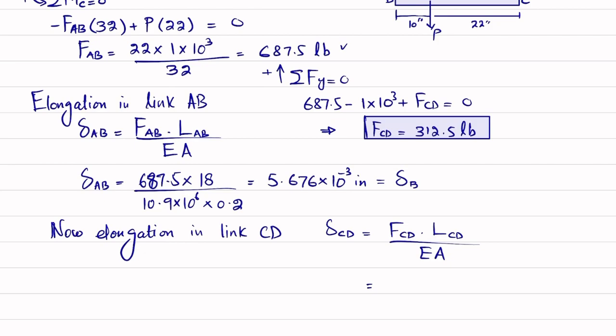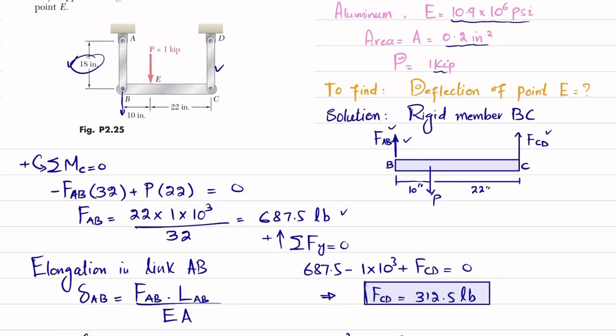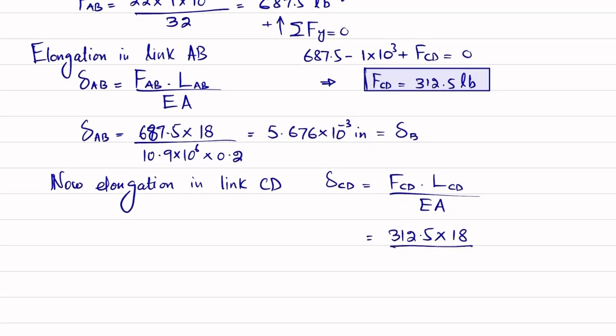E and A is same, yes. So FCD is 312.5 into length, which is again 18 inch. Both lengths are same. This divided by E, which is 10.9 into 10 raised to power 6, multiplied by area, which is 0.2. That is CD. When you calculate it, it will be 2.5803 into 10 raised to power minus 3 inch.